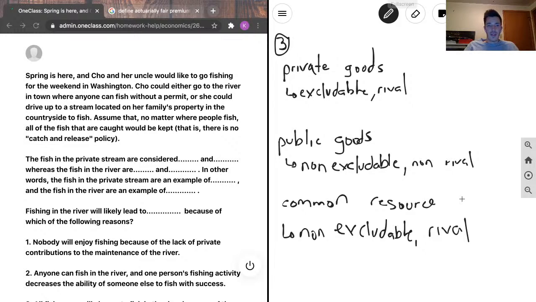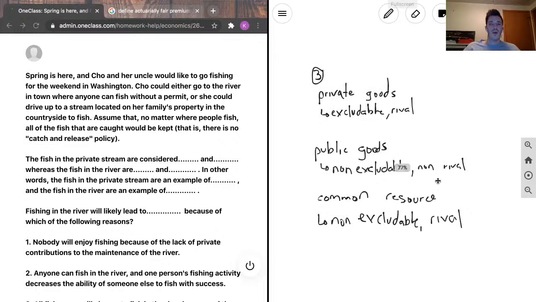A common resource is something like fishing in a public space. You can't stop other people from fishing there, but the good is rival, because if you catch a fish, there's now less fish to be caught.